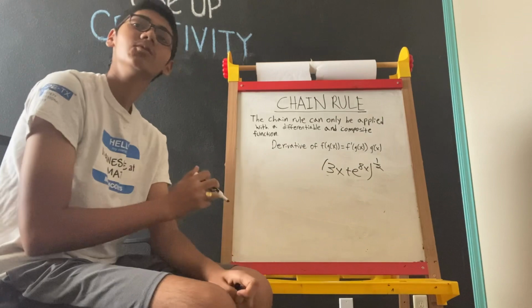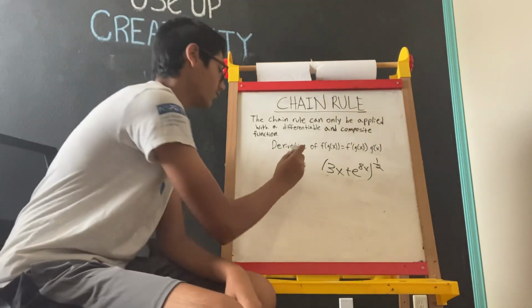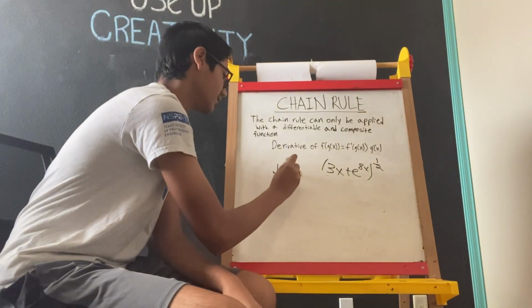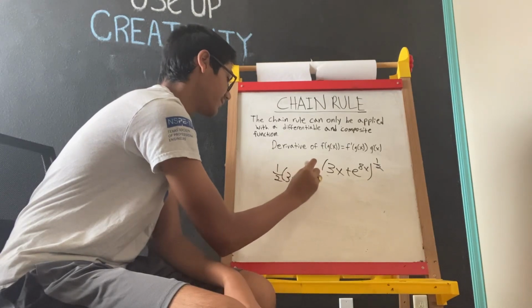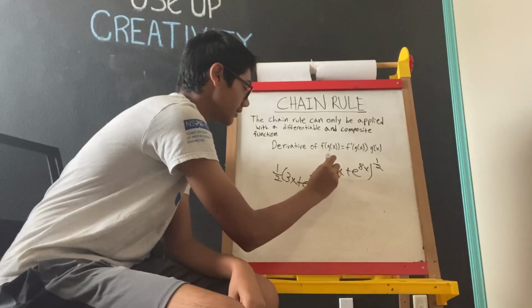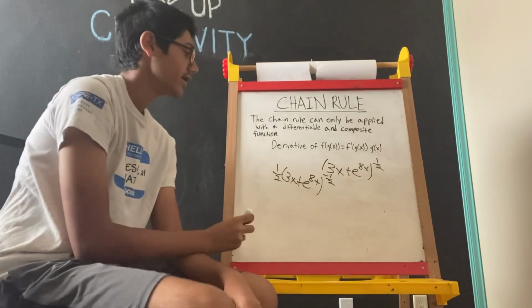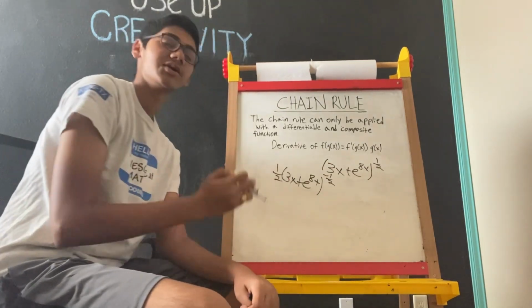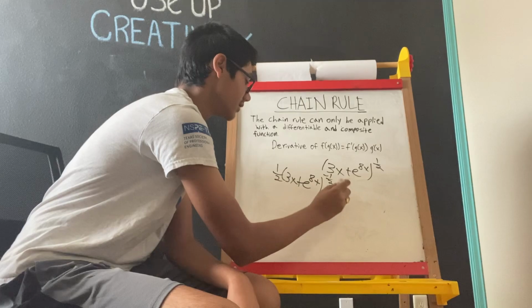Now you follow the same rules as you did in the previous equation. 1/2 multiplied by 3x plus e to the power of 8x. And now what goes here? Since you're subtracting 1 from the exponent, 1/2 minus 1 is negative 1/2. Negative 1/2. And now you must also find the derivative of the inside, like you did in the previous equation.